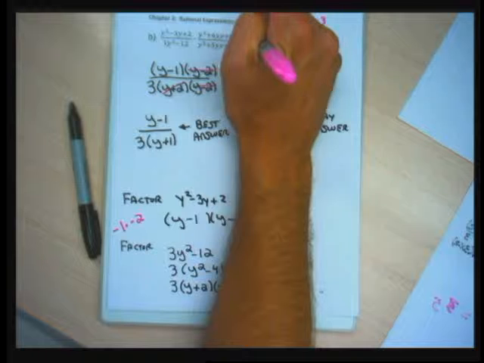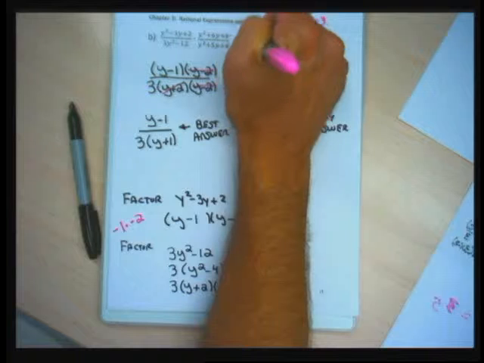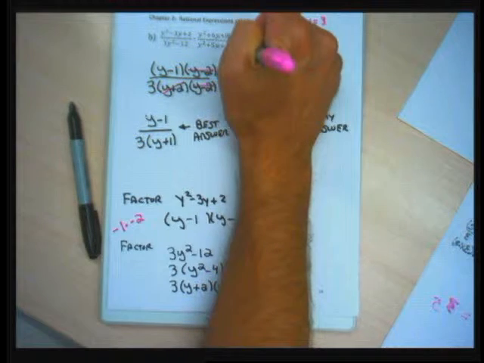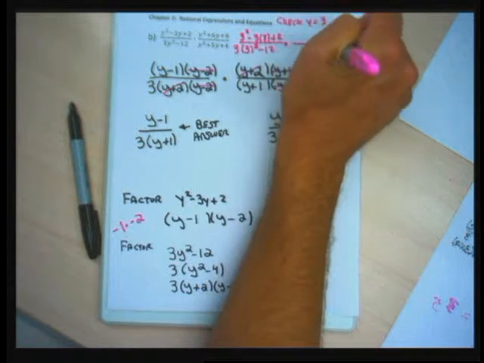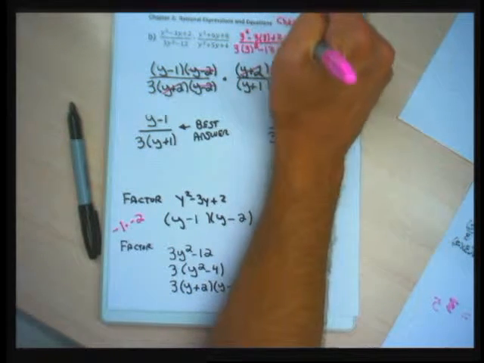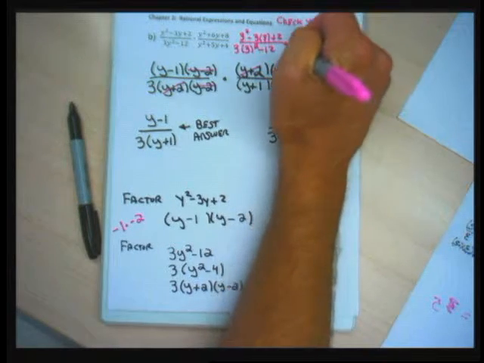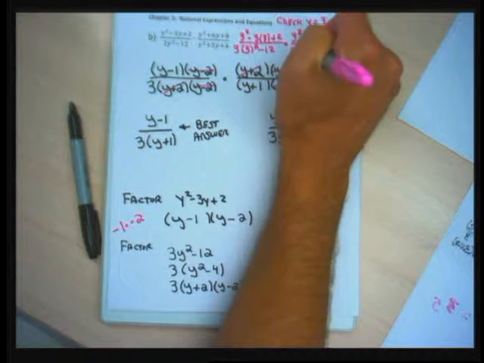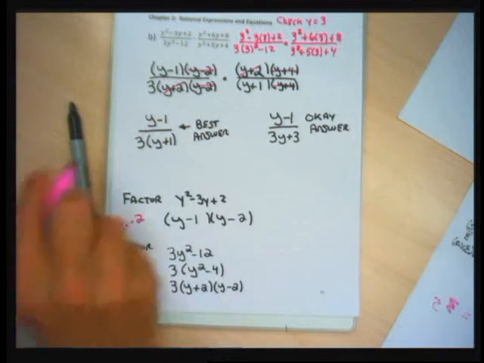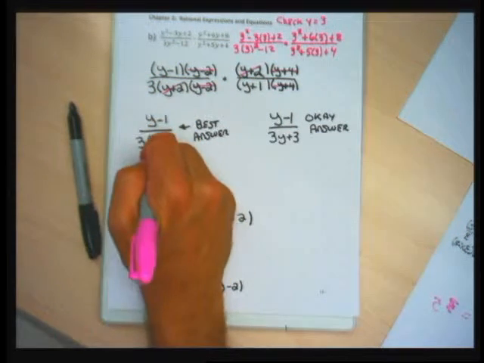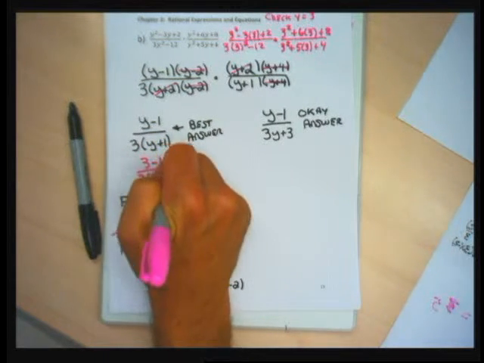I'm going to go 3 squared minus 3 times 3 plus 2 over 3 times 3 squared minus 12 times 3 squared plus 6 times 3 plus 8 over 3 squared plus 5 times 3 plus 4. And then I'll check here as well. I'm going to go 3 minus 1 over 3 times 3 plus 1.